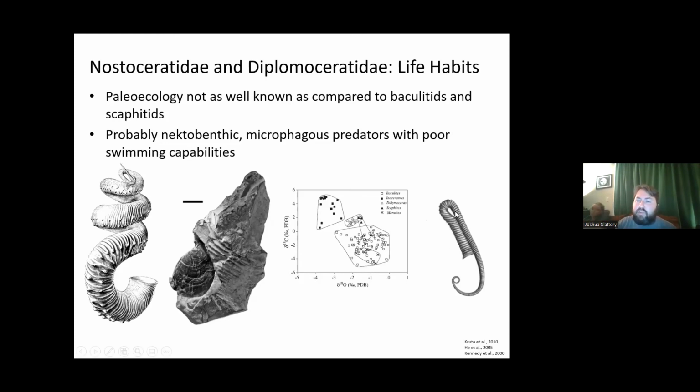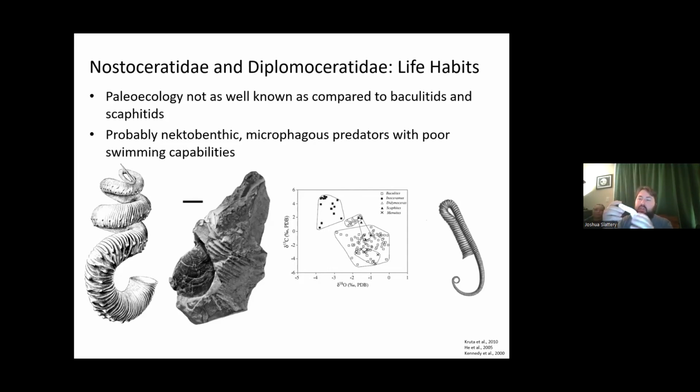There's also the Diplomoceratids. These are the hairpinned ammonoids. These guys right here, we don't know much about their ecology. And I'm going to also make this point. Here's a Diplomoceratid right here. We don't know much about these guys.